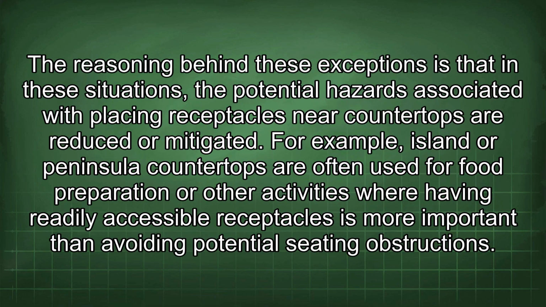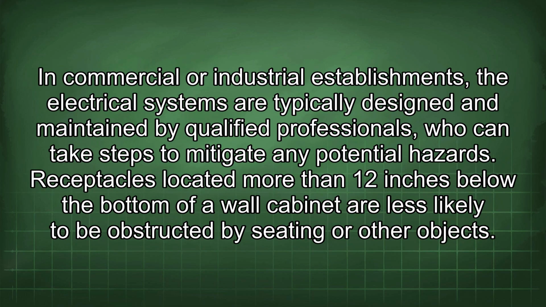The reasoning behind these exceptions is that in these situations, the potential hazards associated with placing receptacles near countertops are reduced or mitigated. For example, island or peninsula countertops are often used for food preparation or other activities where having readily accessible receptacles is more important than avoiding potential seating obstructions. In commercial or industrial establishments, the electrical systems are typically designed and maintained by qualified professionals who can take steps to mitigate any potential hazards. Receptacles located more than 12 inches below the bottom of a wall cabinet are less likely to be obstructed by seating or other objects.